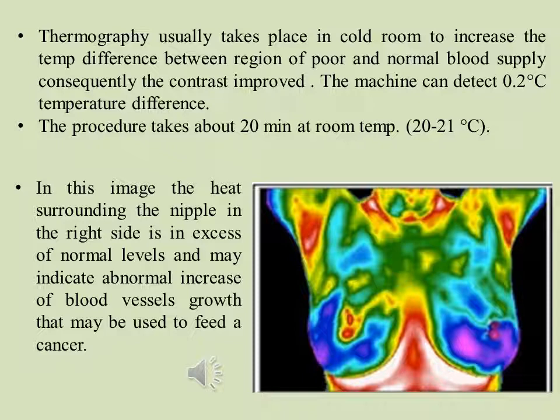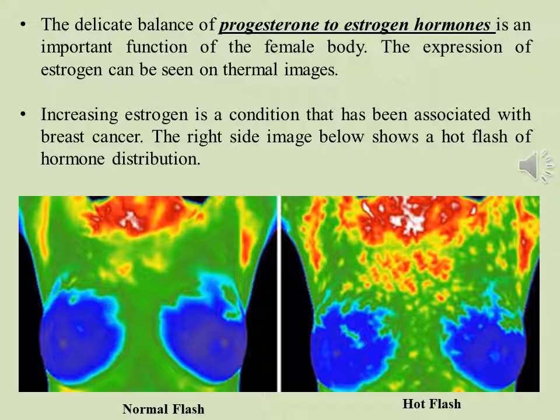20 to 21 centigrade. In this image the heat surrounding the nipple on the right side is in excess of normal levels and may indicate an abnormal increase of blood vessel growth that may be used to feed a cancer. The delicate balance of progesterone to estrogen hormones is an important function of the female body. The expression of estrogen can be seen on thermal images. Increasing estrogen is a condition that has been associated with breast cancer. The right side image below shows a hot flash of estrogen hormone distribution.